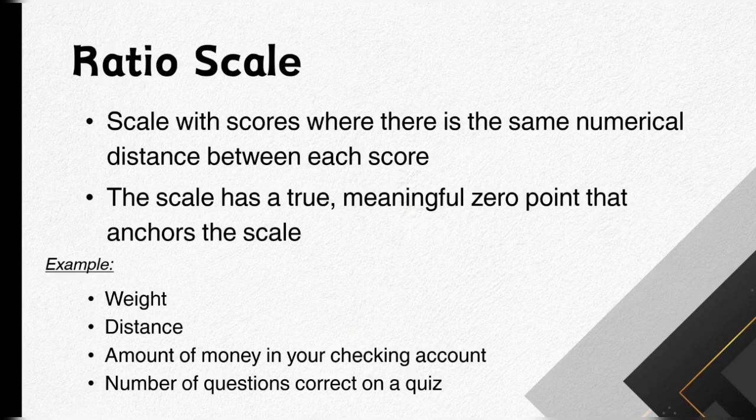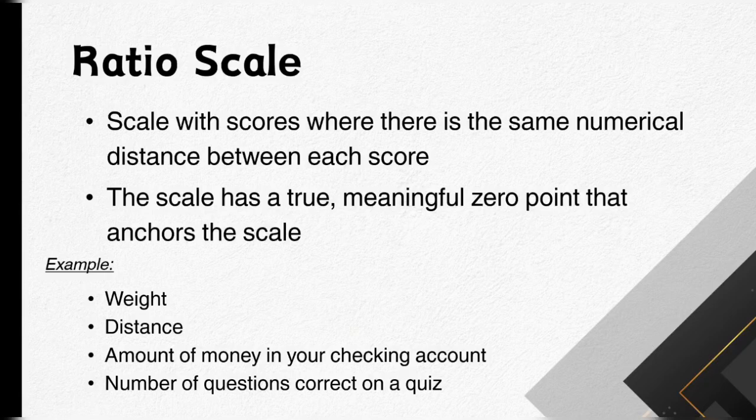So next, let us discuss the ratio scale. This is a scale with scores where there is the same numerical distance between each score. The scale has a true meaningful 0 point that anchors the scale. Example, weight, distance, amount of money in your checking account, and number of questions correct on a quiz.